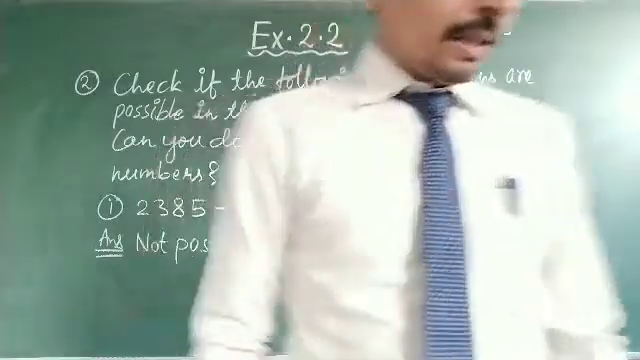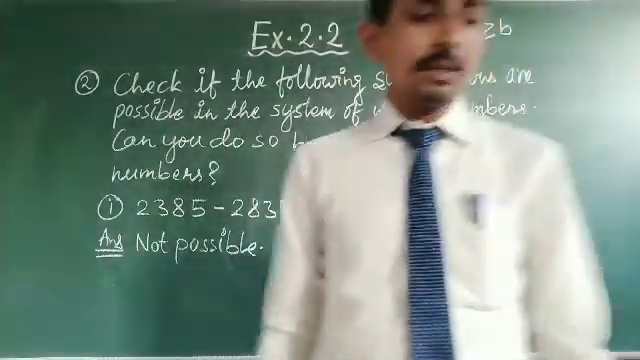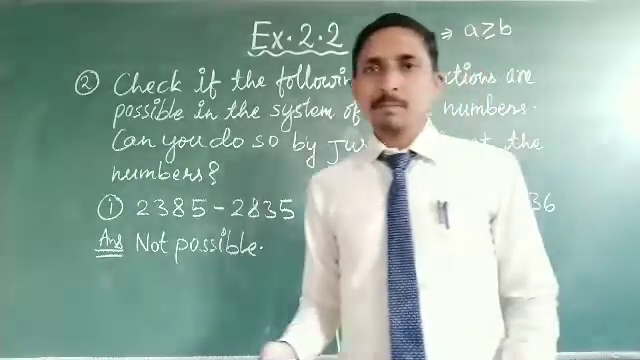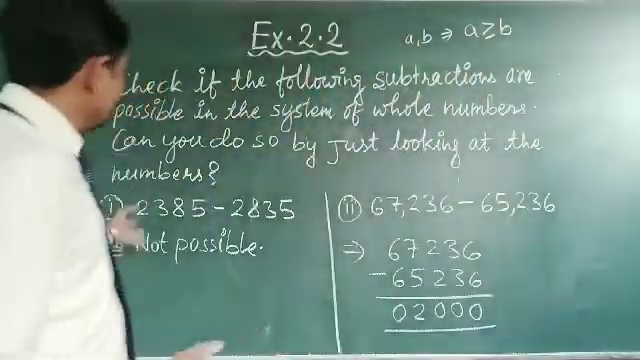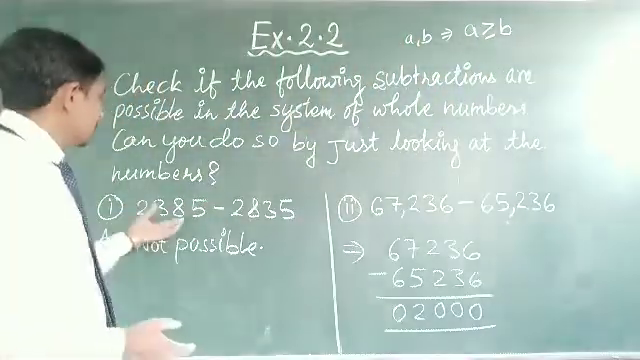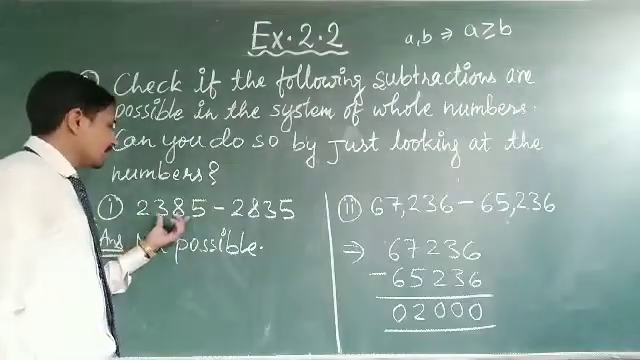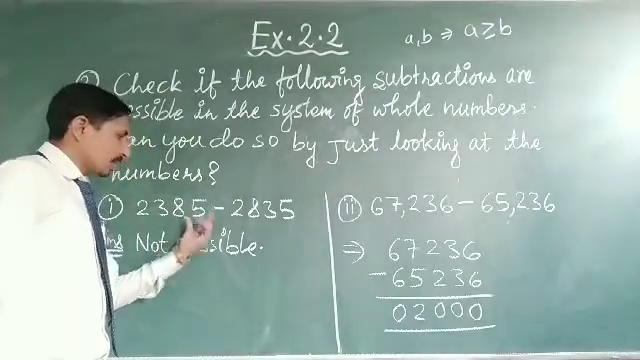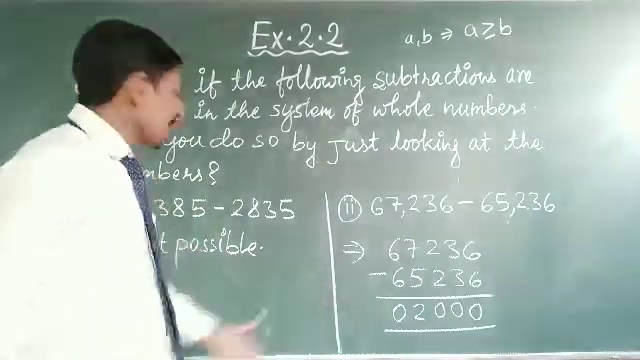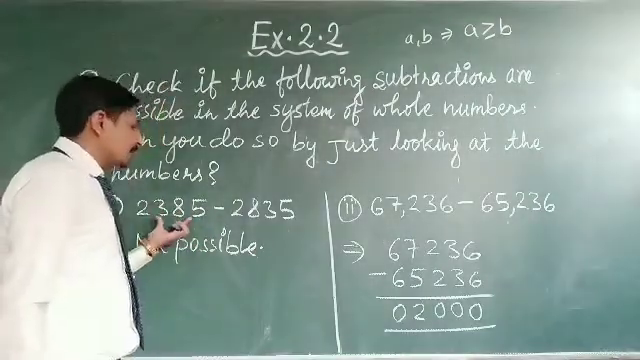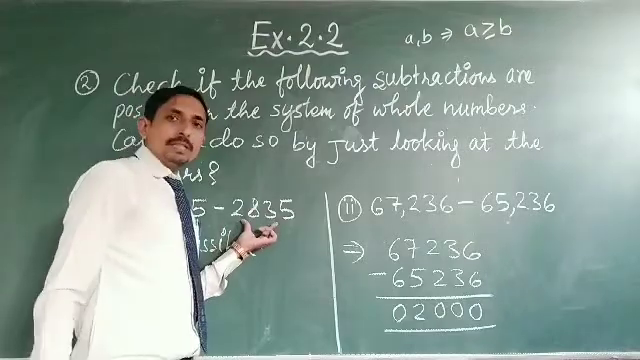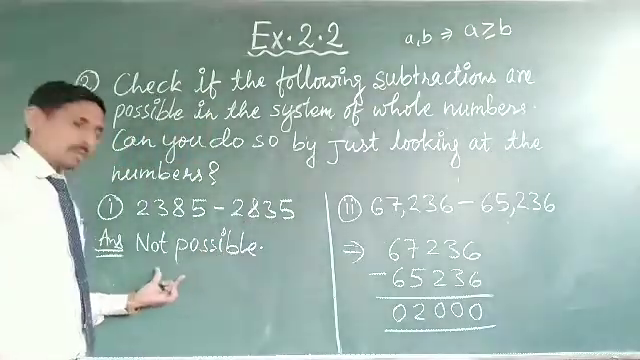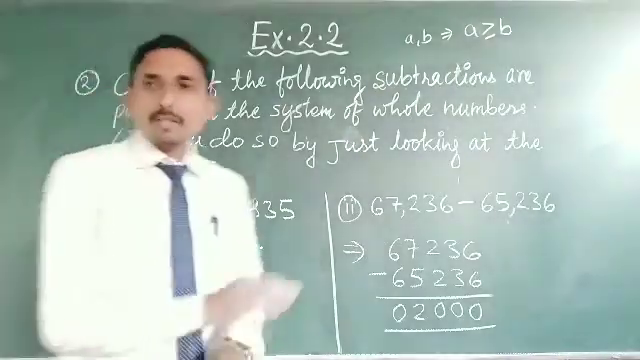In the same way you can do questions 3 and 4 also, and you can easily do it by looking, because by looking you know which number is greater. If the first number is greater and the second number is smaller, then you do subtraction, because subtraction is possible there. And if the first number is smaller and the second number is greater, then no subtraction is possible in the system of whole numbers. So you can write no subtraction is possible.